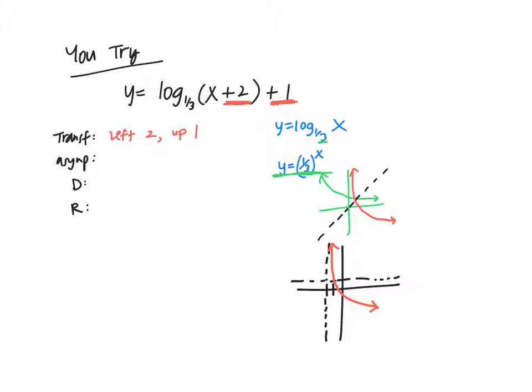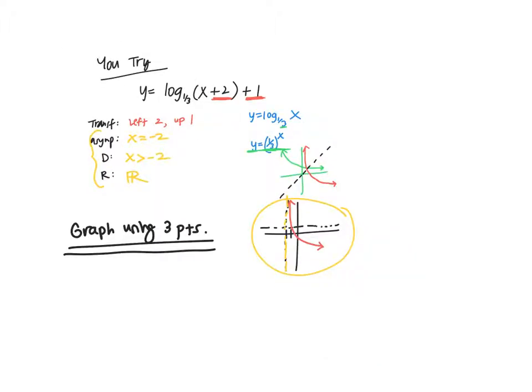Go ahead and find the asymptote, domain, and range using the sketch here. The asymptote would be at x equals -2, right here. Domain is x is greater than -2, and range is all real numbers. Go ahead and pause the video and try graphing using 3 points.